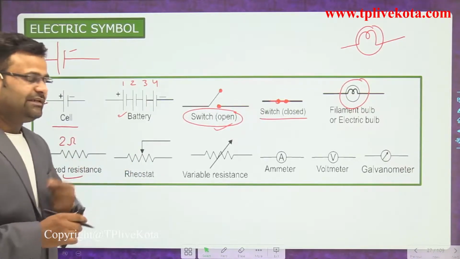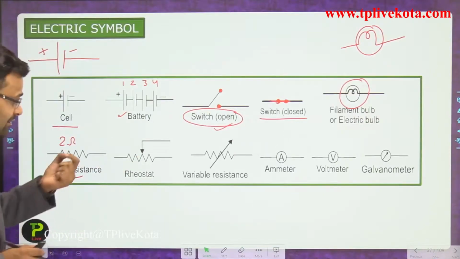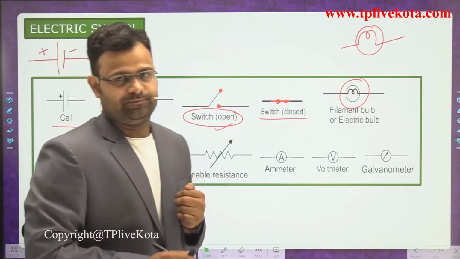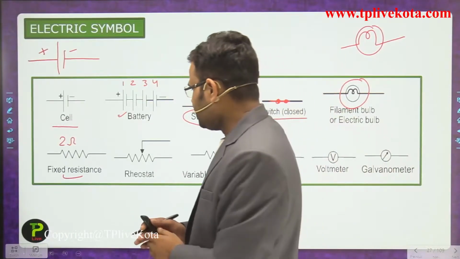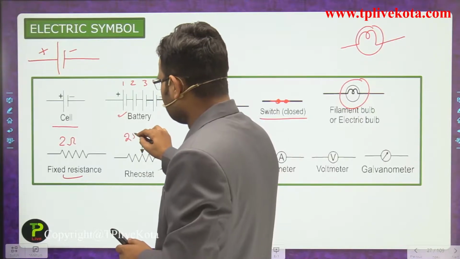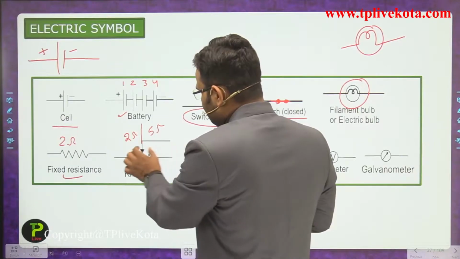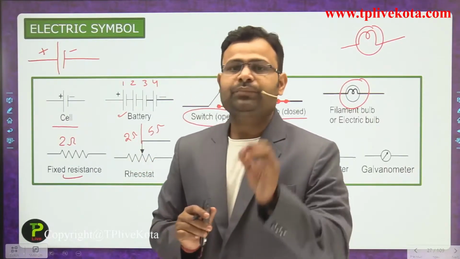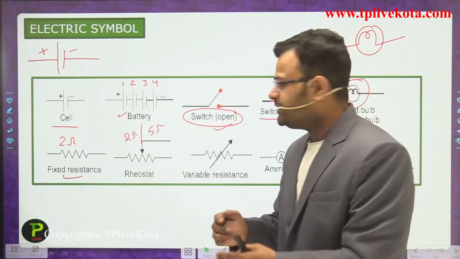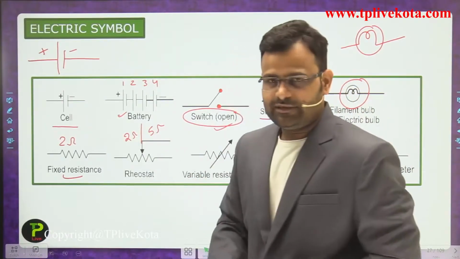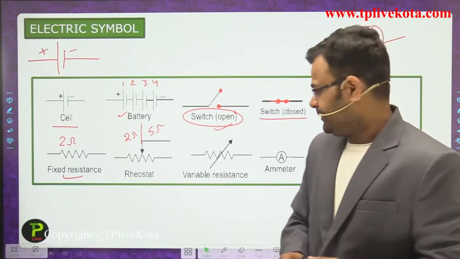But the second type of resistance is the rheostat. In a rheostat we can change the value according to our requirement. Let's suppose previously we required 2 ohm resistance and after some time we require 5 ohm resistance. By moving the needle we can change the resistance of the material. Both are used in the same way, but the symbol is different. It is a variable resistance, depending on our requirement.